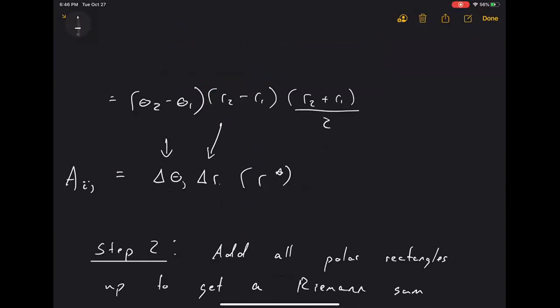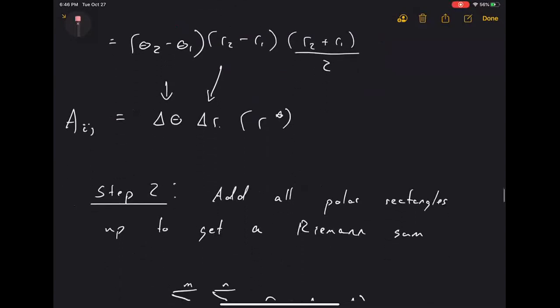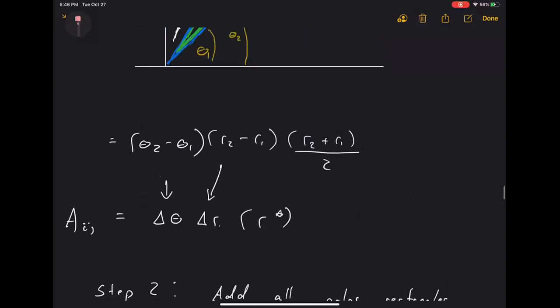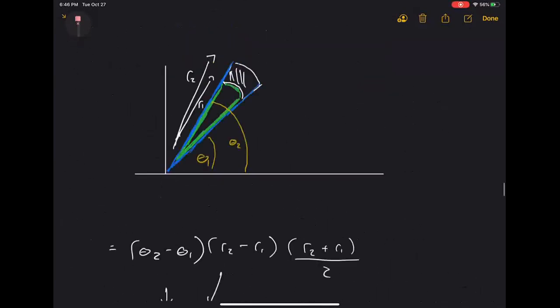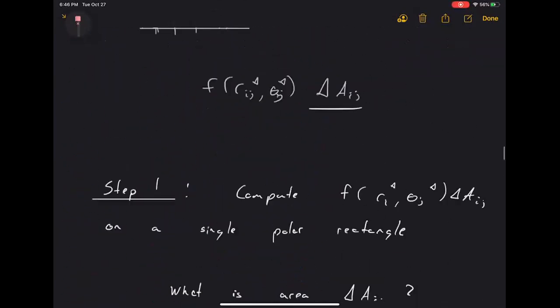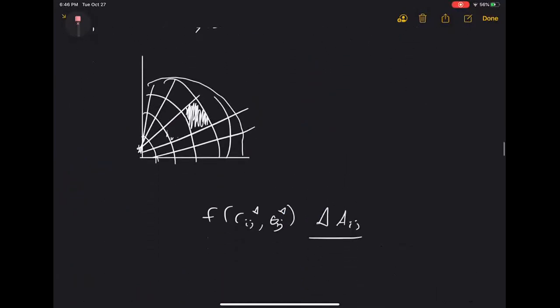Okay, we could call that, well, let's not worry about subscripts. Now, let's say I'm trying to integrate on a region like this. I've divided my region into a bunch of polar rectangles, right?